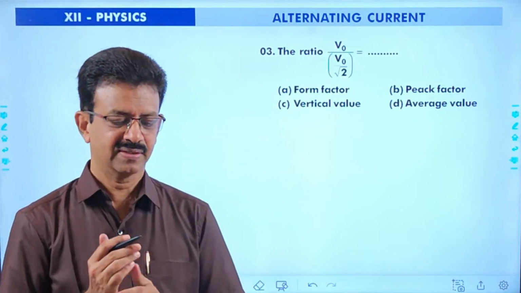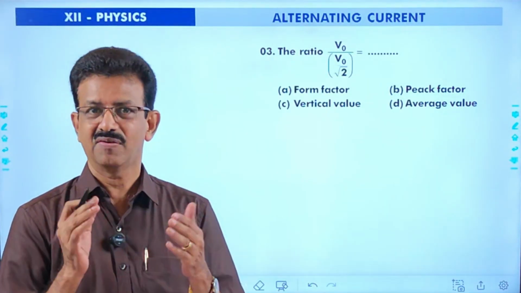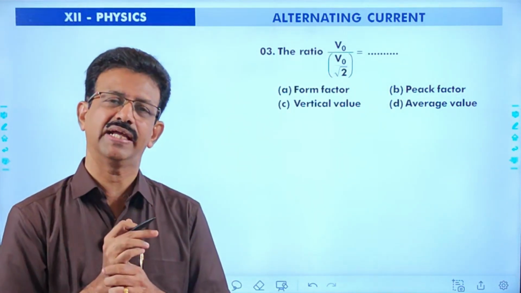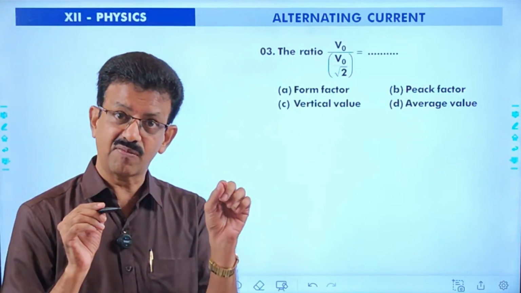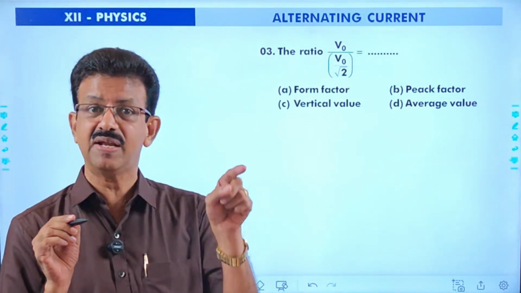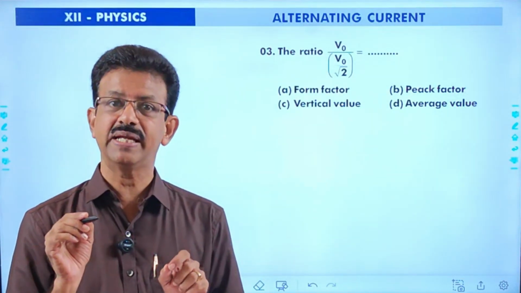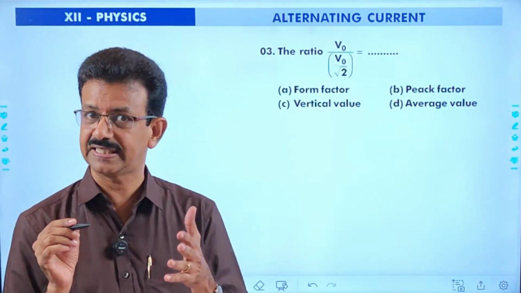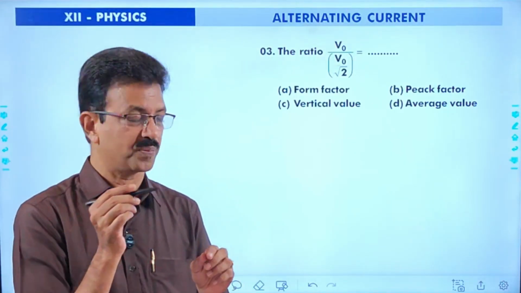Question number 3. The ratio V0 divided by V0 by root 2. V0 means maximum value in a cycle of AC. V equal to V0 sin omega t, where V0 is the amplitude of the signal, maximum possible value in one complete cycle. That's V0. V0 by root 2 means the RMS value of the voltage of an AC signal. Here the question is V0 divided by V0 by root 2.